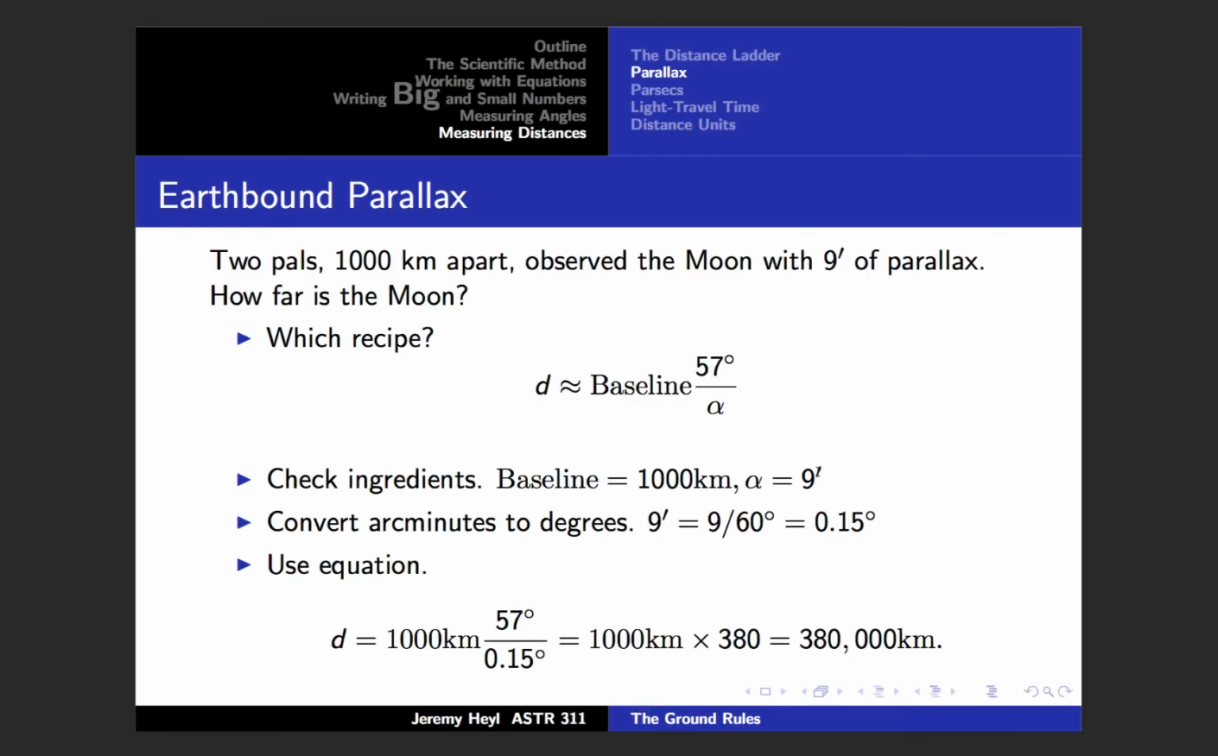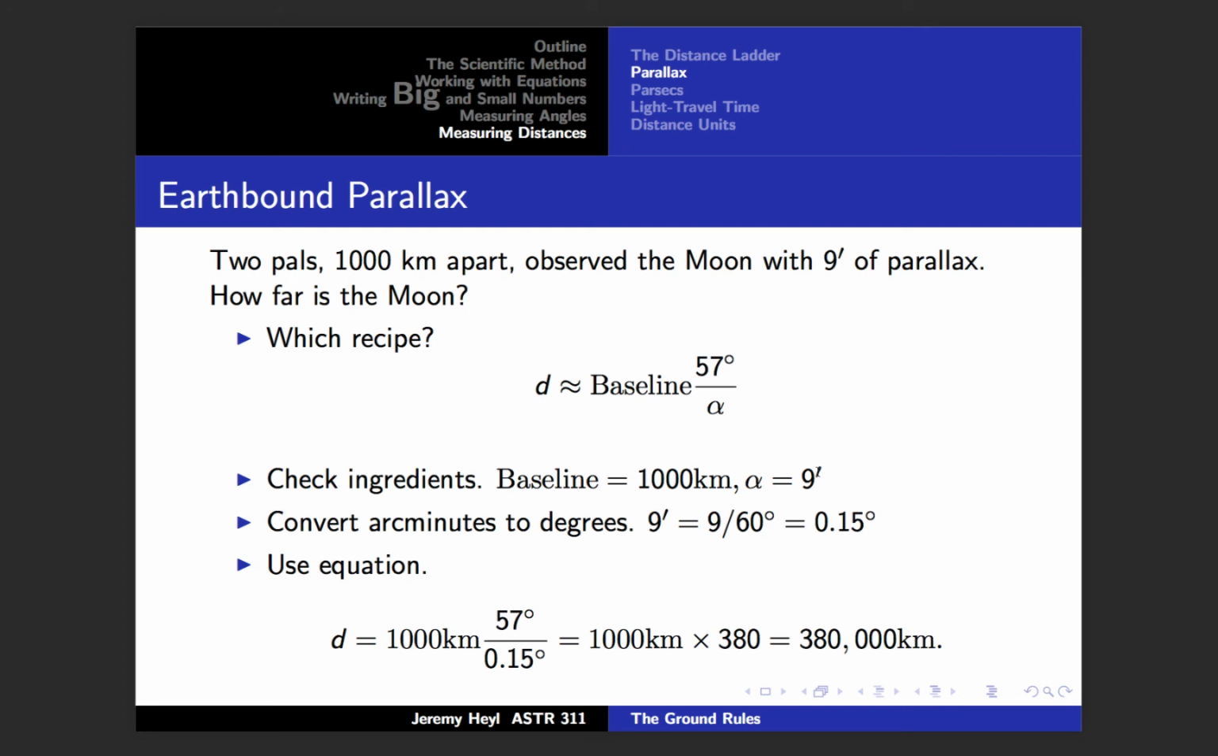And then I can just use the equation. So I have 1,000 kilometers, and then I have to multiply that by 57 divided by 0.15. If I use the number 60, that would just be 400. So it's just like 400, and we get 380,000 kilometers. We've not gone to the moon to do this. We just had to go to Alberta, which this time of year might be colder than the moon, but still, it's not all the way to the moon.